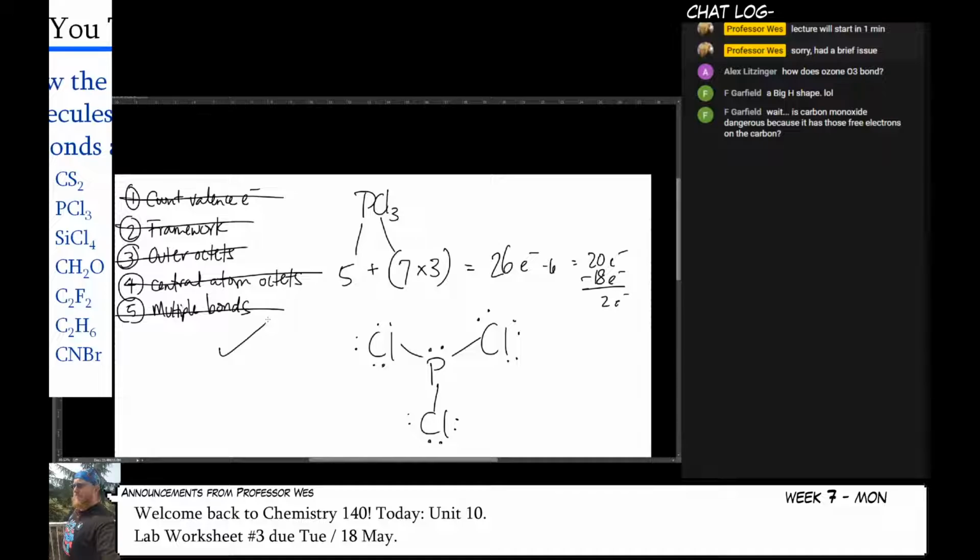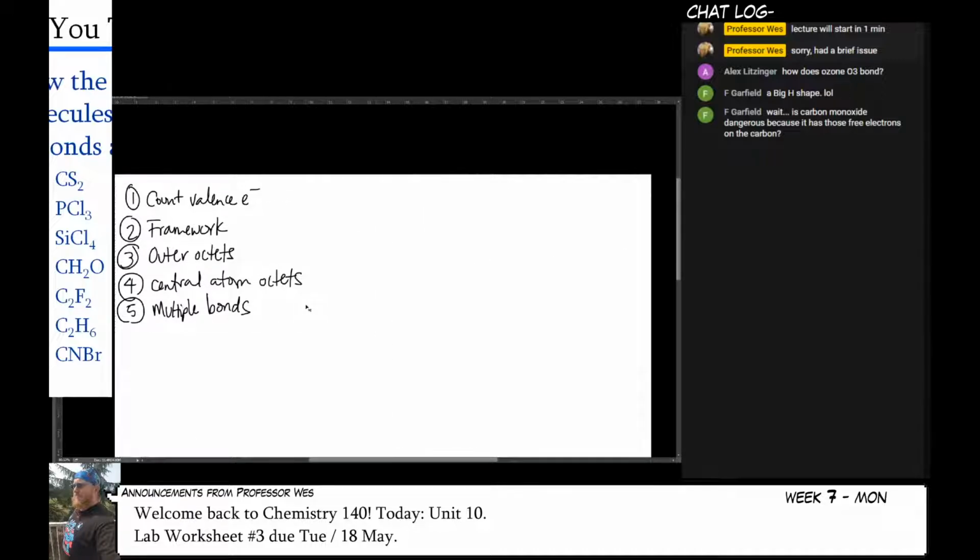So you can do these real quick if you just set up all the rules and go right down the list. If you know the rules, you can do these molecules extremely proficiently. And that's the goal, to get to the point where you don't even have to write down the rules anymore. You just sort of do them.